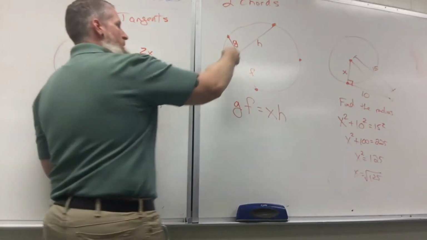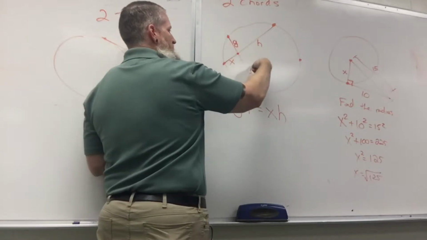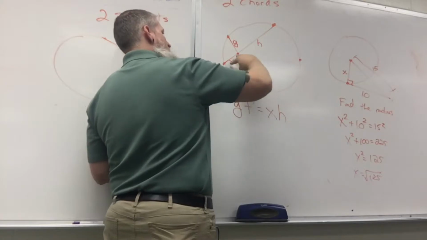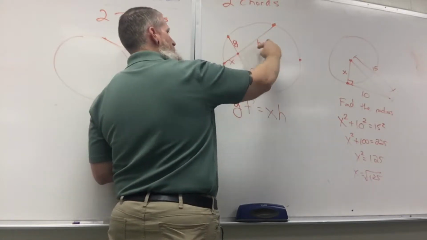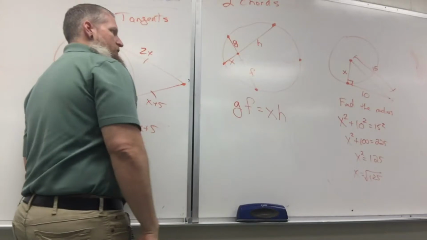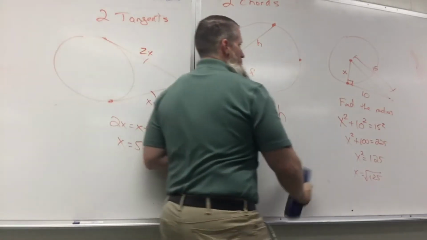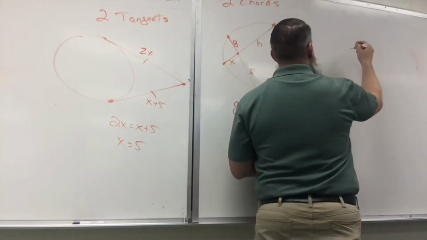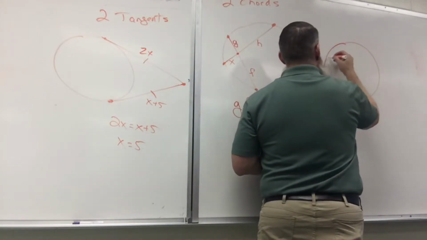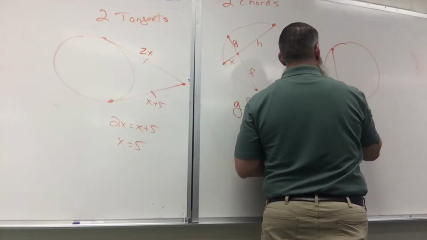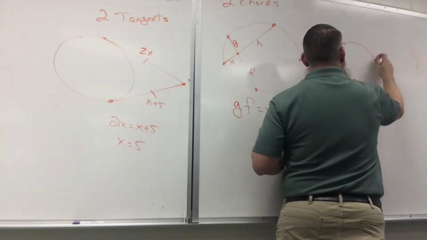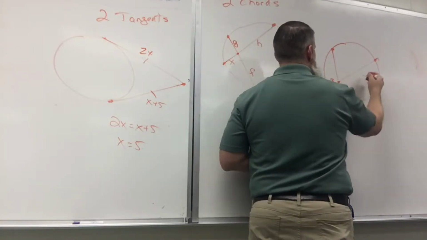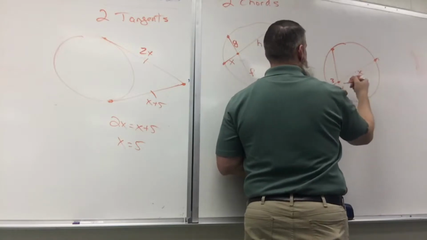So you take whatever this length is, multiply by whatever that one is. That's on one chord. And then you set it equal to the same thing with the other chord. So the two parts that each chord is broken up into, you multiply together, and that's going to set you equal to each other. So if I wanted to do that with variables, let's say this is 3, that can be 4, that can be x.